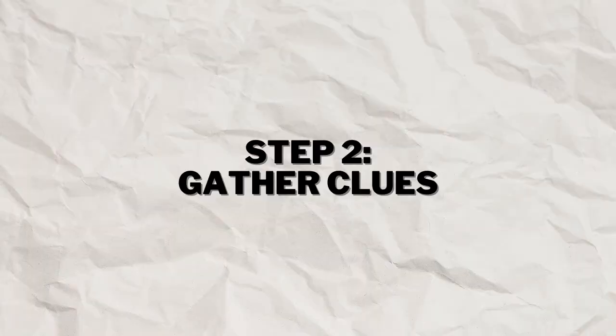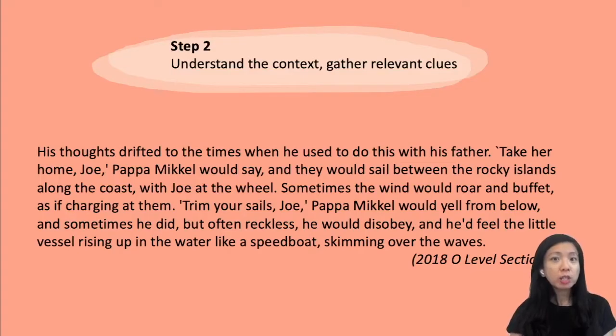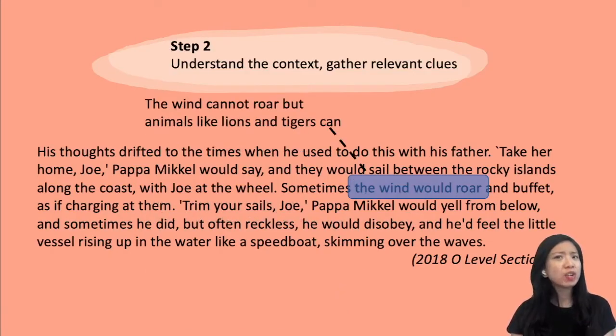So for step 2, we have to gather relevant clues. Take a look at this paragraph again. Now, the very first clue that I would highlight is the wind would roar. So this is very interesting because the wind actually cannot roar. But like I mentioned before, only certain types of animals actually roar, and I would say maybe lions and tigers, they roar.